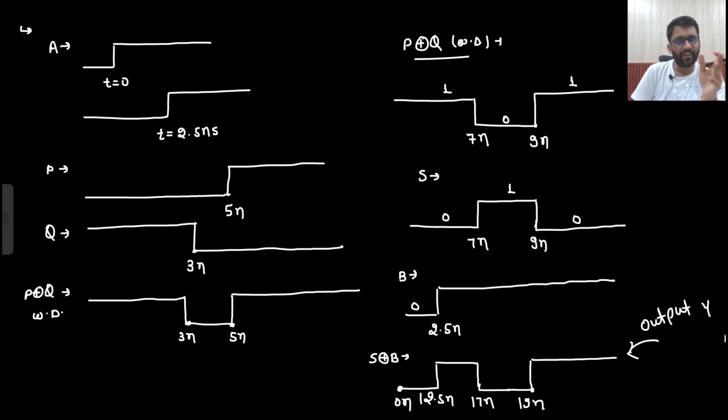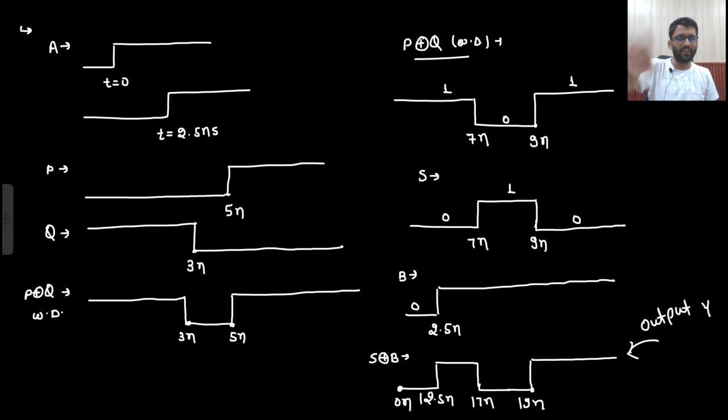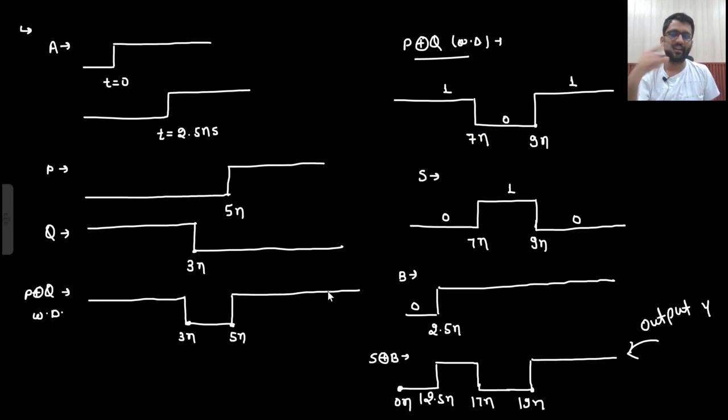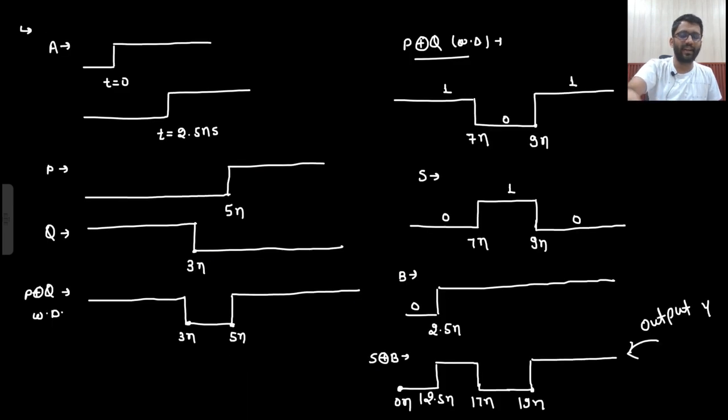Each waveform I will take, but I will keep in mind that initially I need to make the simple waveform, but I will introduce the delay. I will not forget introducing the delay. Let's check it out from the beginning what we did here. A waveform, B waveform we had. First one is simply A with 5 nanosecond delay. Then we had Q, which is 3 nanosecond delayed and inverted.